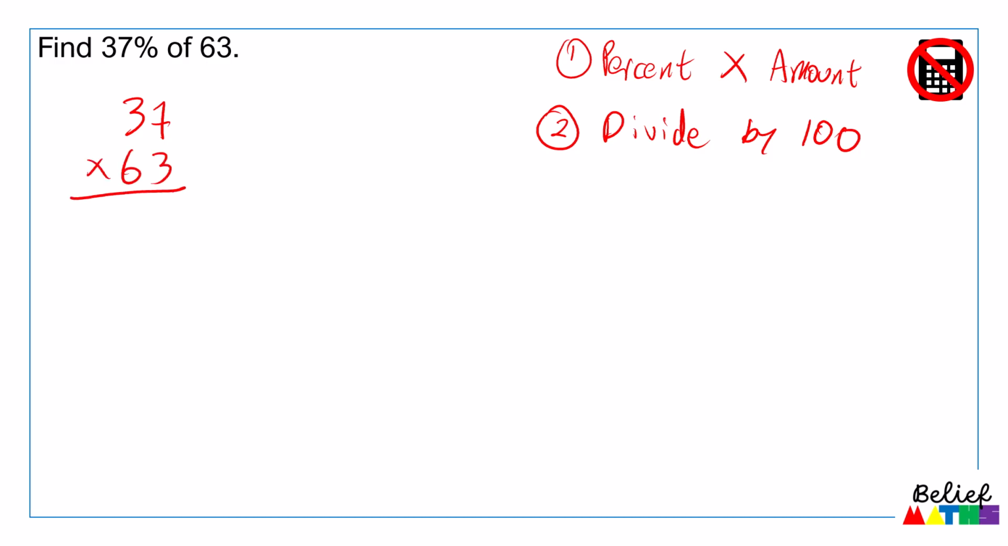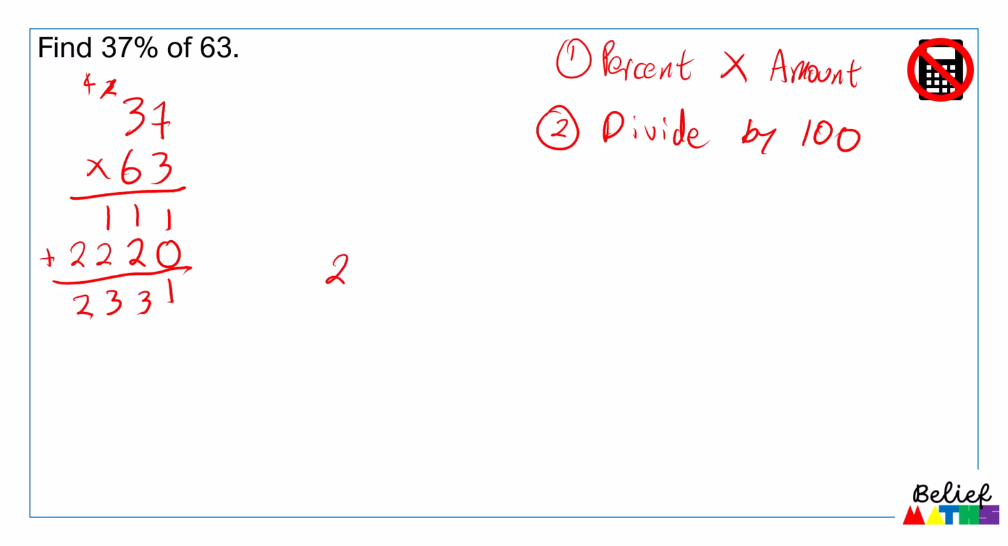So 3 times 7 is 21, so that's 1, carry my 2. 3 times 3 is 9, plus 2 is 11. Again, now moving on to the 6, put down your 0. 6 sevens are 42, so 2, carry your 4. 6 threes are 18, plus 4 is 22. If we add those together, we get 1, 3, 3, 2. So we've got 2,331. That's step 1.